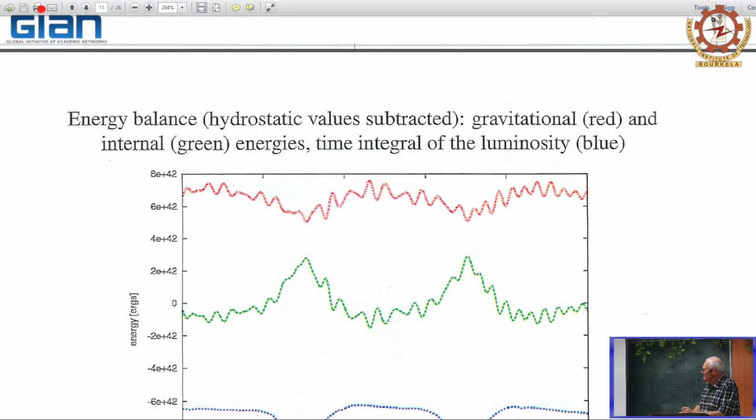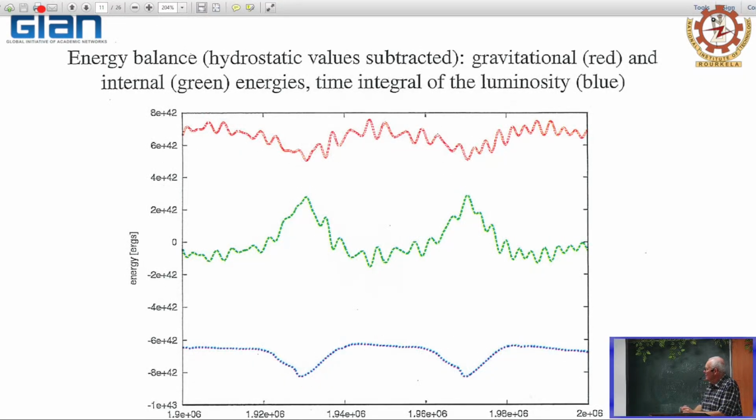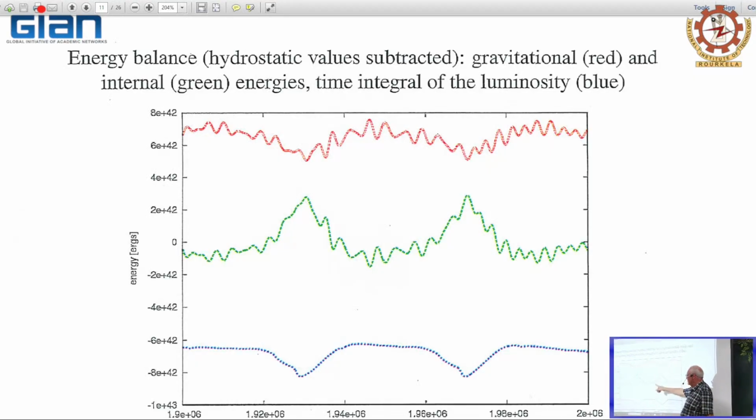First of all, let's consider as a function of time the gravitational energy. This is the gravitational energy as a function of time. The green one is the internal energy, and the blue one is the integral over the luminosity. This is the surface term, f times the normal vector, integrated over the surface of the star. Well, you see the biggest energy is gravitational energy, and the second biggest is the thermal energy.